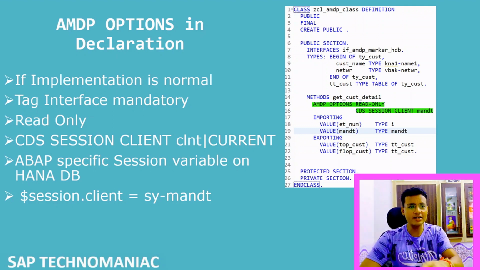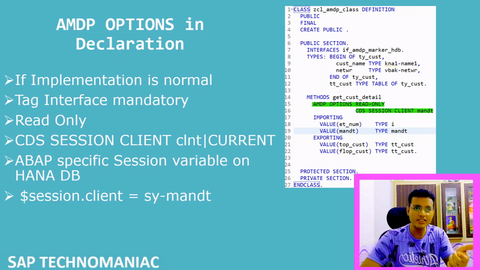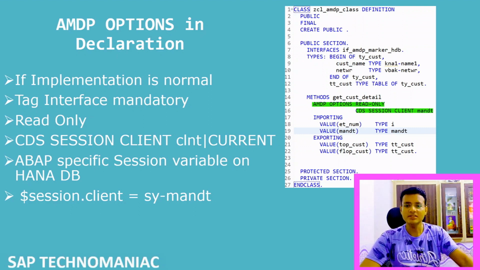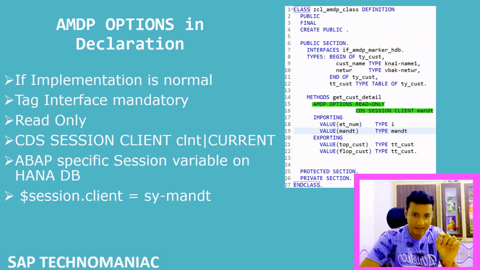As I told you, these are the slides I have prepared. First, if the implementation is normal, then even if we give AMDP options, there will be no impact of these AMDP options. And the tag interface is mandatory. Which tag interface? IF_AMDP_MARKER_HDB, it is mandatory. And once it is specified as read only, we can't do any modification or change. And this option, CDS session client and current client, we will discuss in a bit.